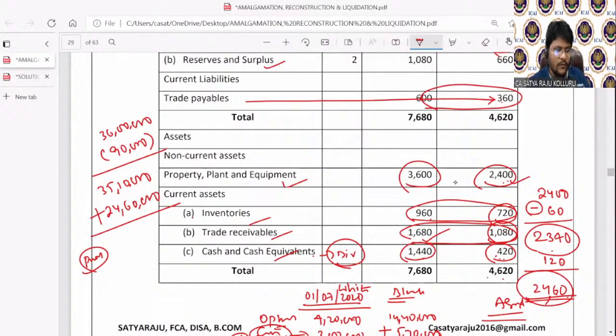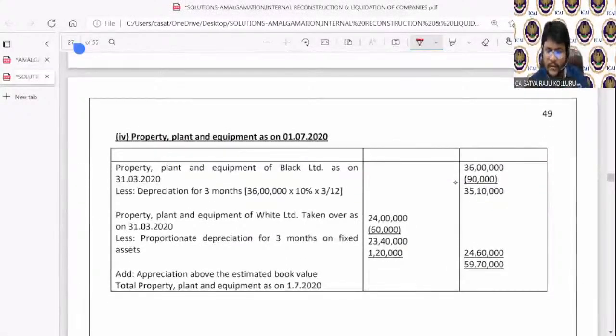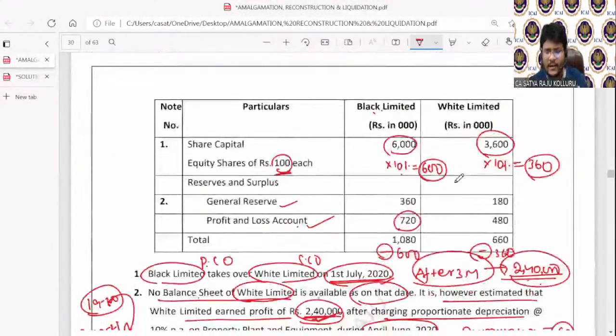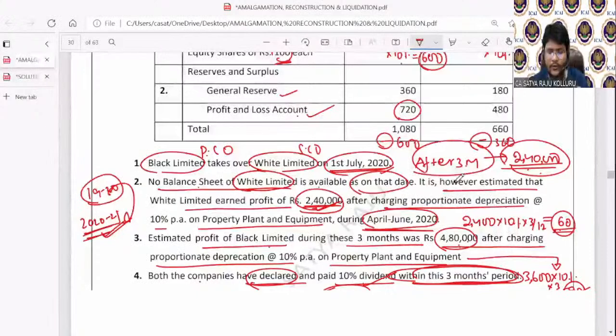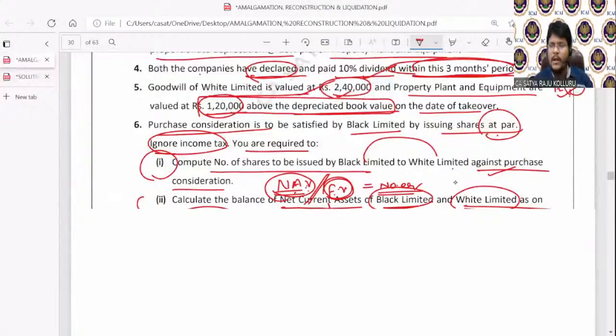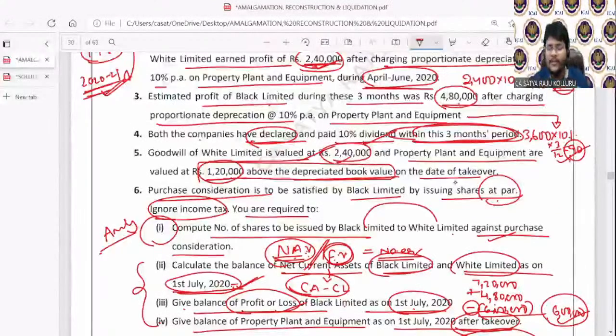If you add 24,60,000, then you will know the plant and machinery balance in Black Limited after takeover. 35,10,000 plus 24,60,000. I got 59,70,000. You can cross check with the printed solution answer. The final answer is 59,70,000. That's it, guys. Such a simple question, but out of the 4 questions, only 1 question is related to amalgamation. The remaining 3 questions are related to deriving balance sheet items based on the given information as on a specific date. Deriving balance sheet components at a future date from past date information.